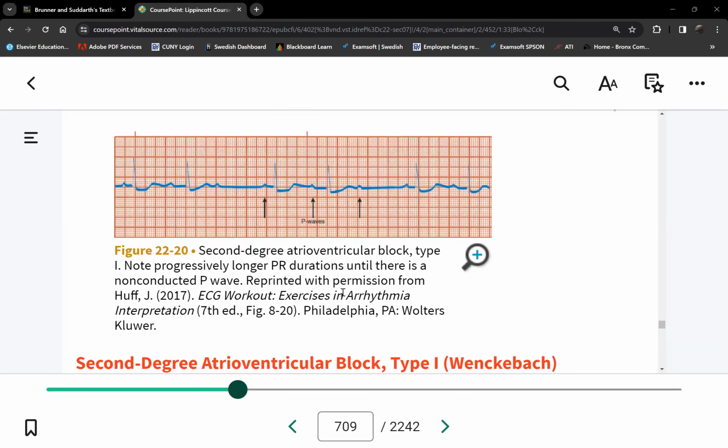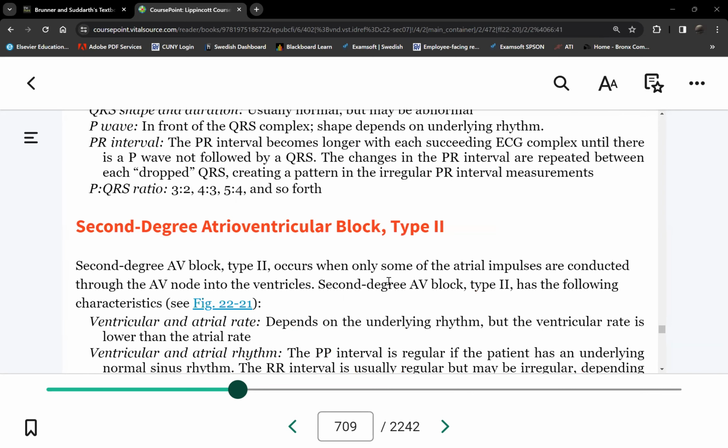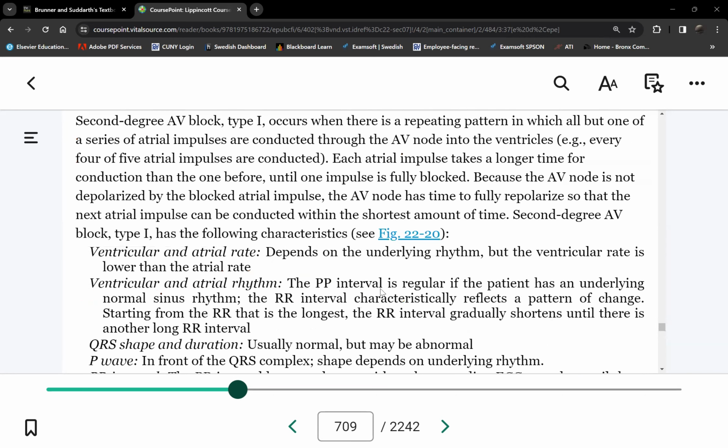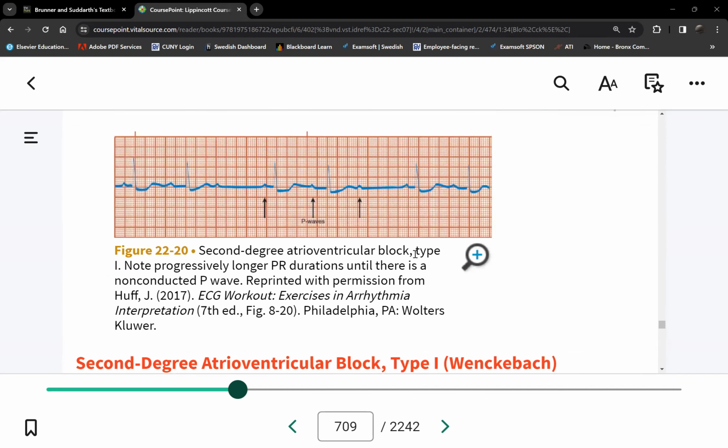Let's go now to second degree. Second degree has two types. We either call it second degree type 1, or Wenckebach, or Mobitz 2, second degree type 2. Let's look at type 1 first. Second degree type 1, this is the pattern. So you see PQRST, PQRST, and then what happened? Two P waves. There's a P wave here with no QRS, correct?